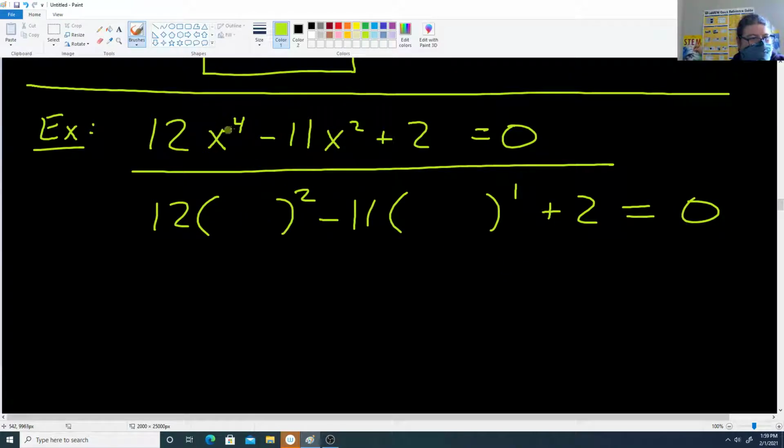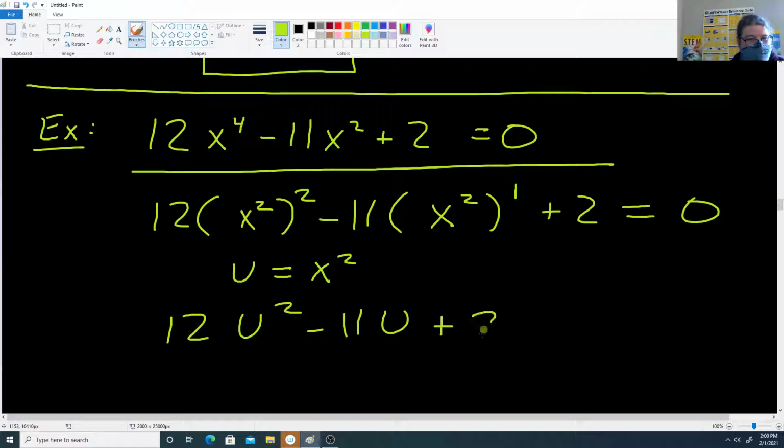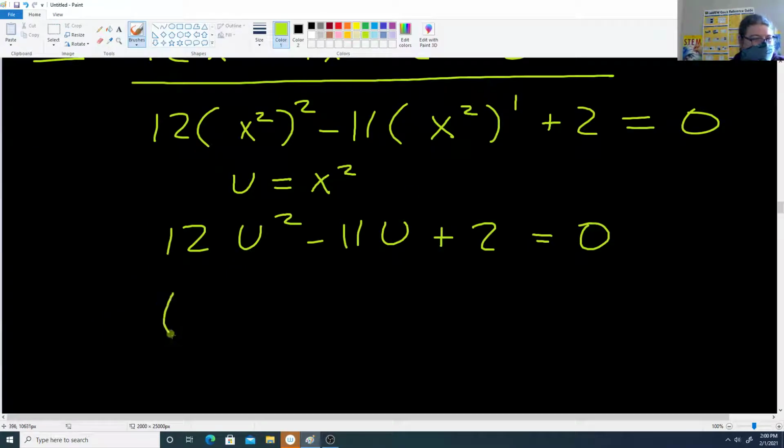X squared squared is x to the 4th, and we've got an x squared there, so I'm going to use x squareds inside of these. So I'm going to let u equal an x squared. We'll get 12u squared minus 11u plus 2 is 0. Got to factor this.